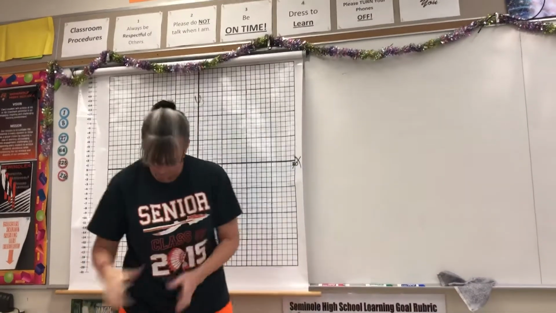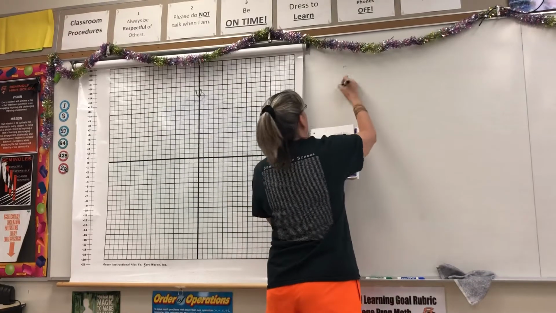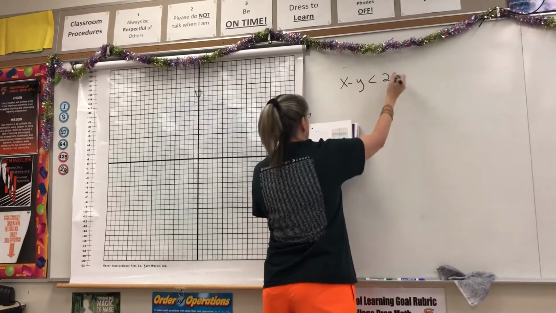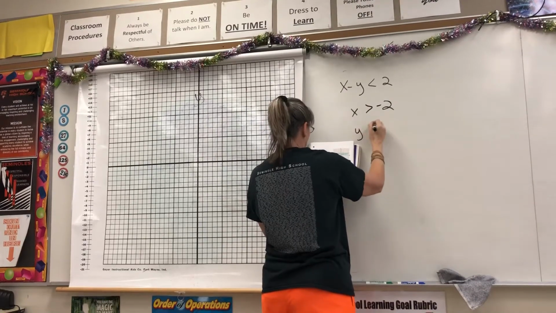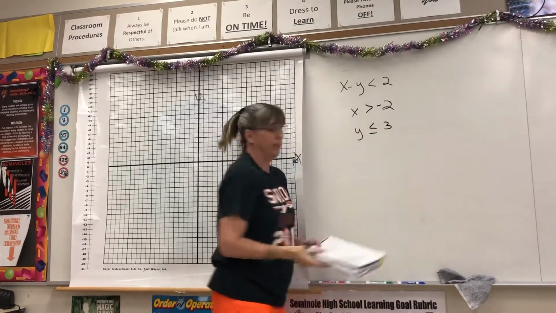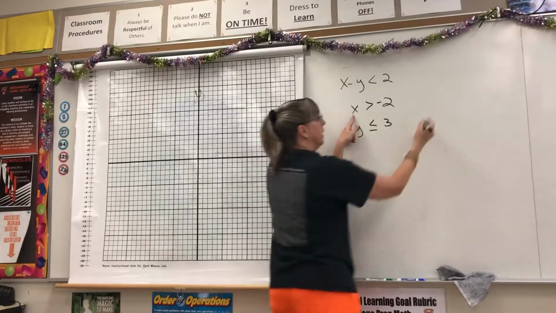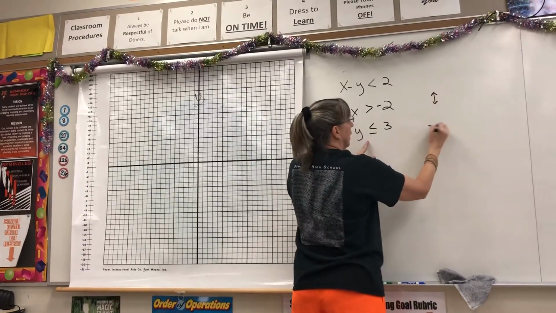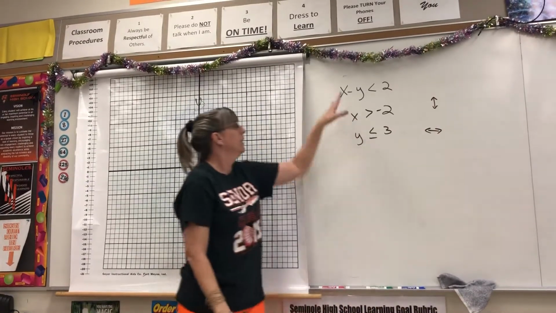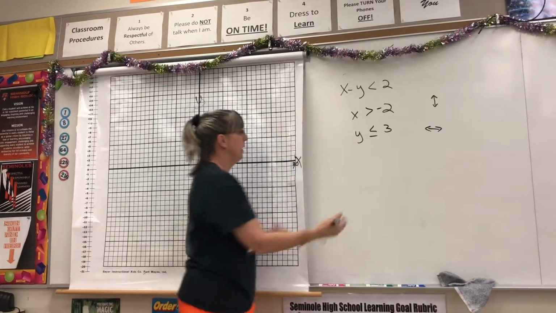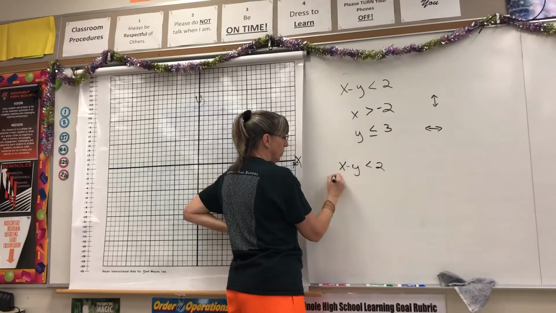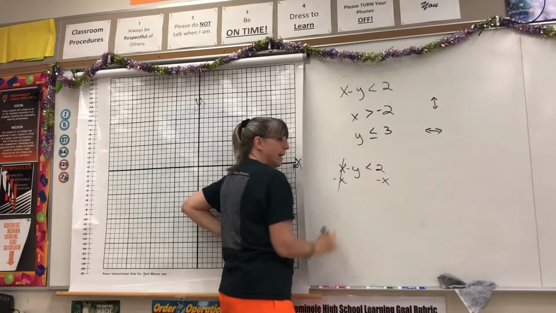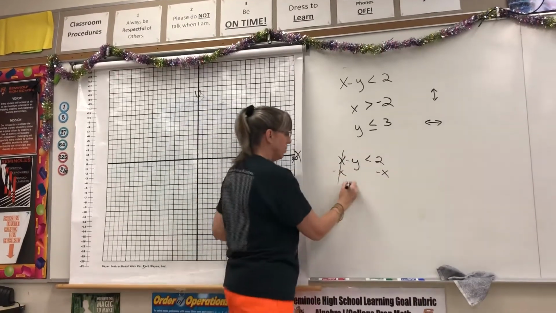All right, we have x minus y is less than 2. x is greater than negative 2. y is less than or equal to 3. Okay, so I have a vertical line, I have a horizontal line, and I have a normal line. So let's convert. x minus y is less than 2. I'm going to subtract off the x term, bring down the minus y.